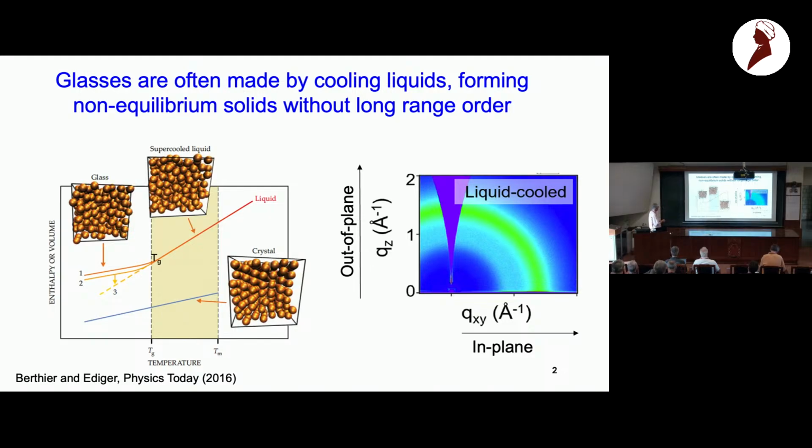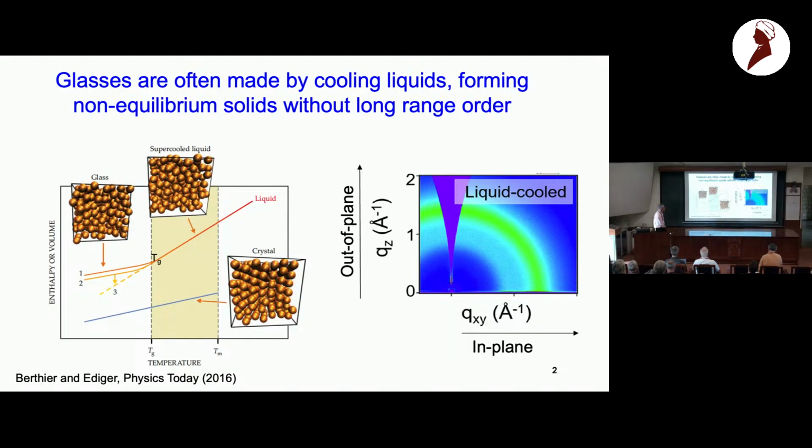Okay, we've seen this slide several times. It indicates that glasses are often made by cooling liquids. At some point, the liquid falls out of equilibrium, and we can get a variety of glasses here. That indicates glasses are non-equilibrium. That's really important for my talk.